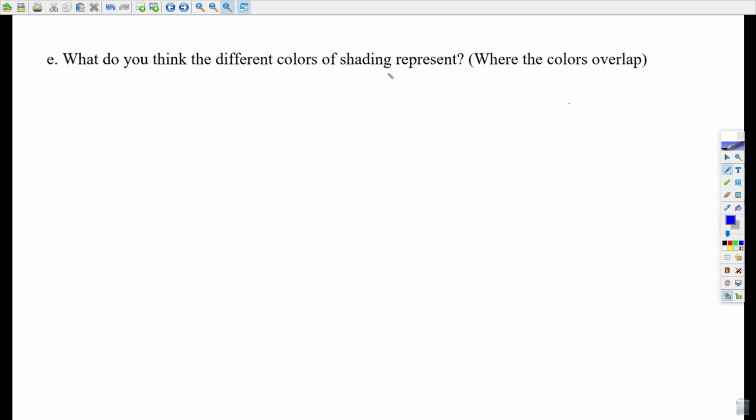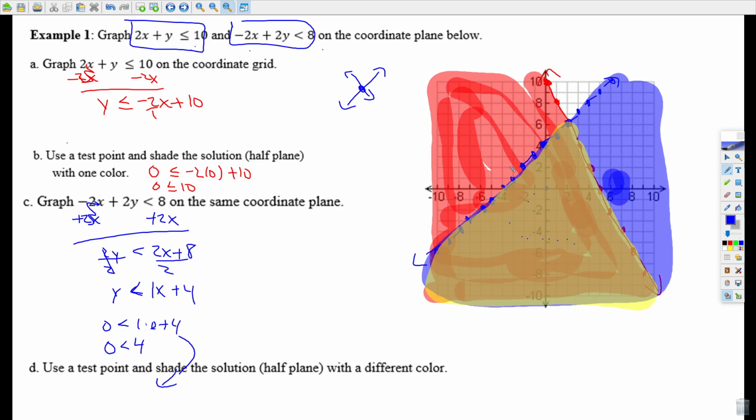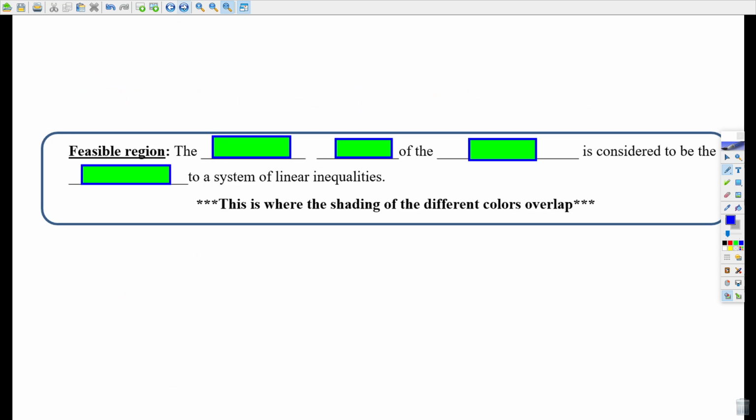So what do you think the different colors of shading represent, where the colors overlap? That's actually the solution to the system of equations. Now, you don't have to actually shade the entire amount for both of these. I didn't have to shade everything in blue and everything in red and see where they intersected. I want to get to the point where we don't have to do that every single time. You can just graph each line and then figure out where to shade in the final area and then just shade one place. So as you practice it, you'll get better at doing that.